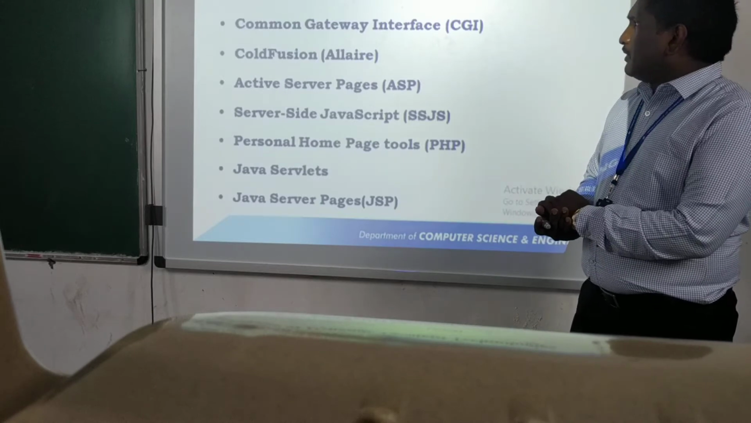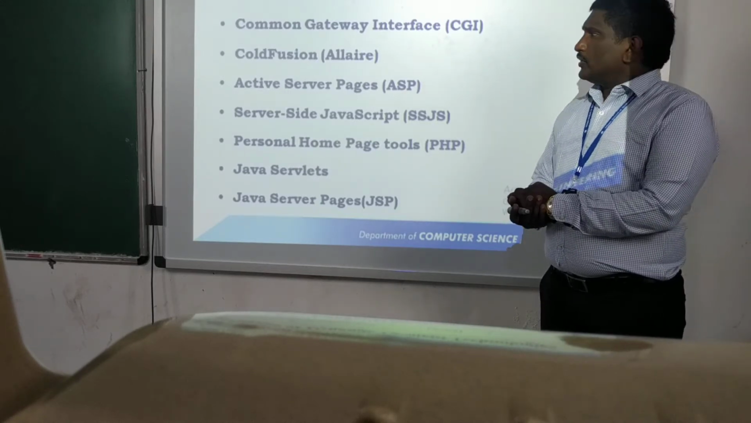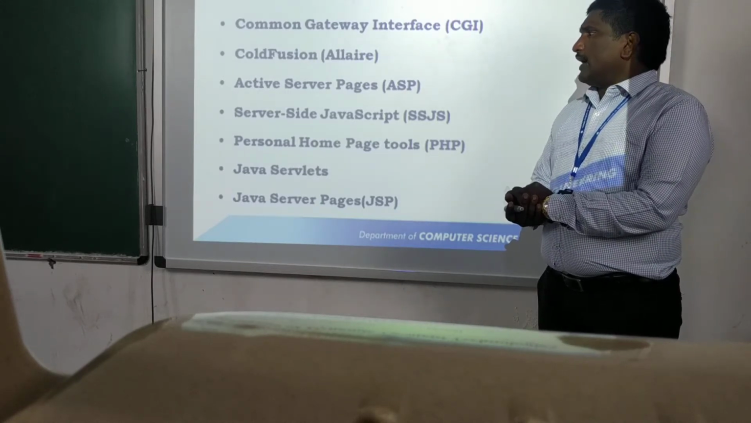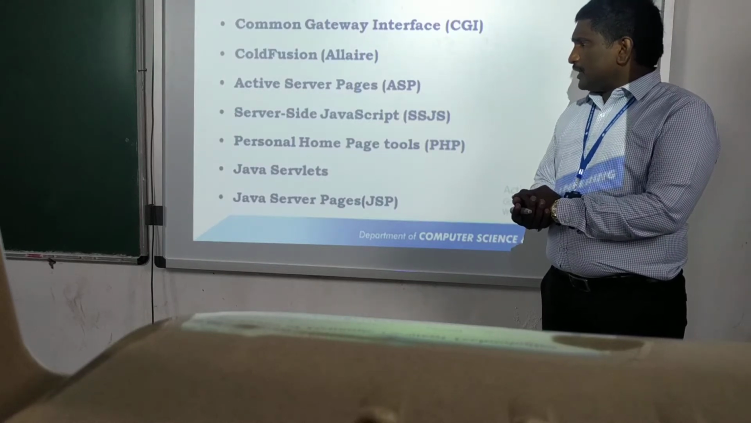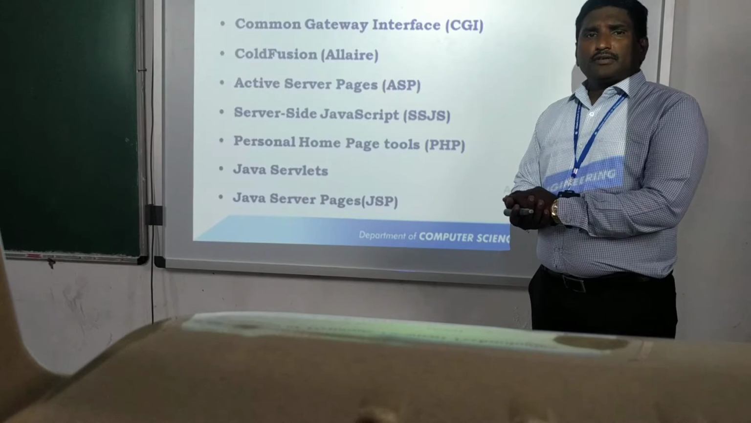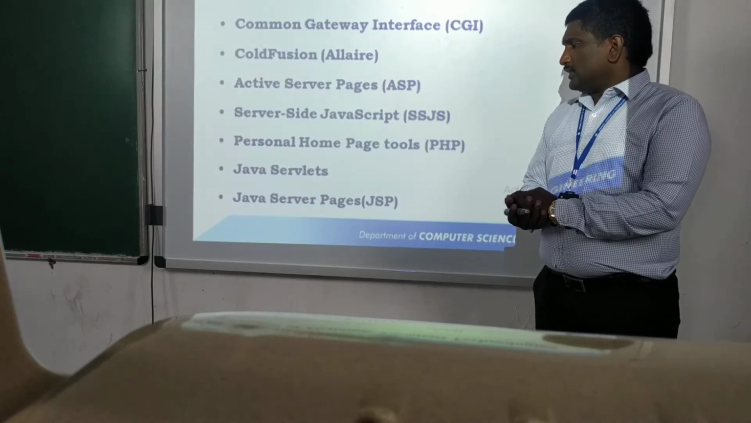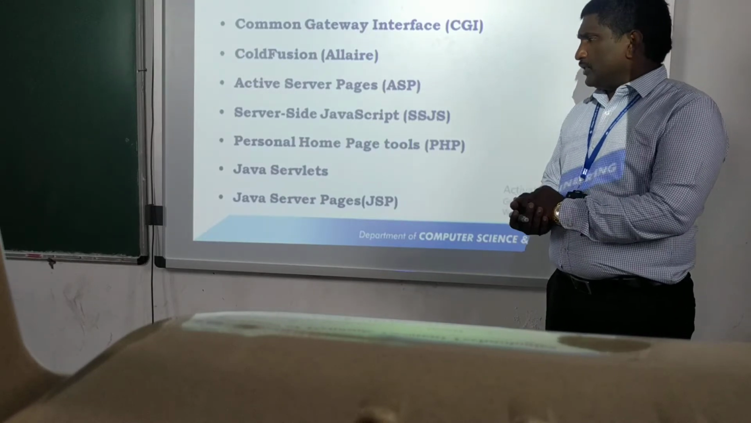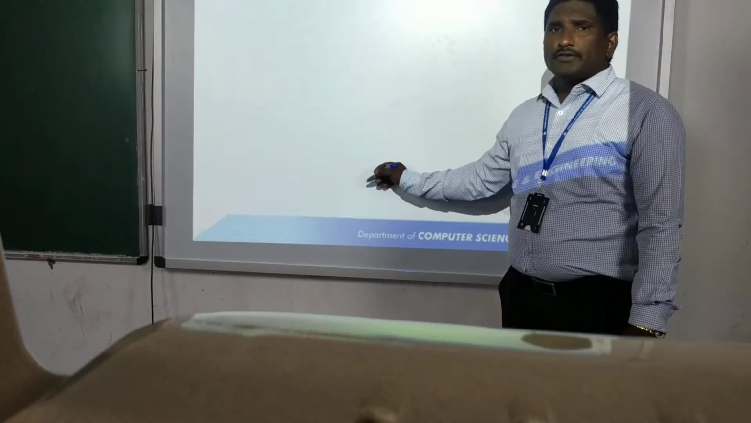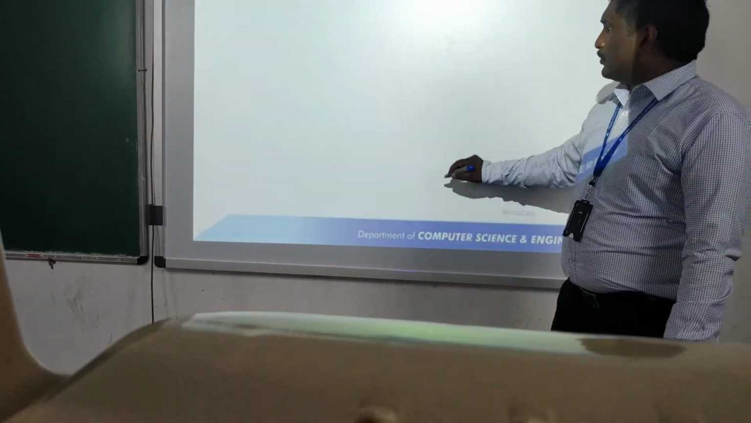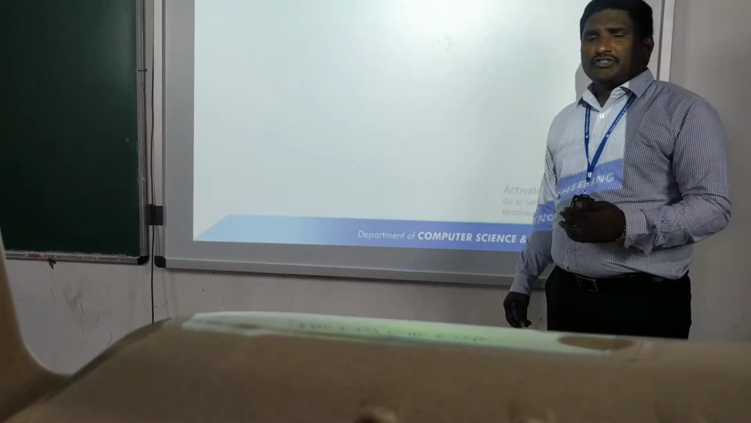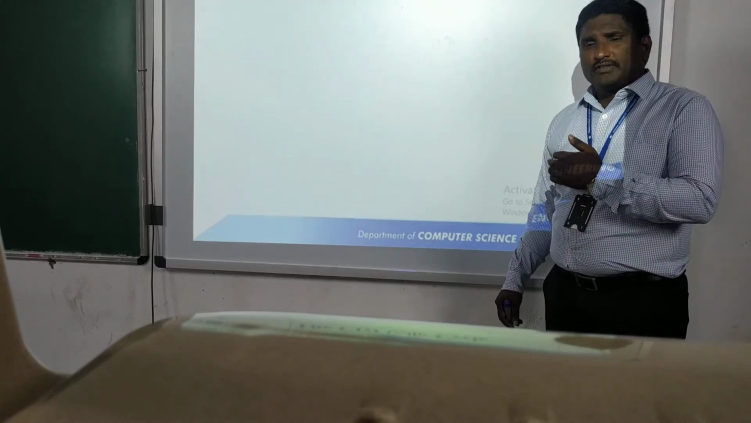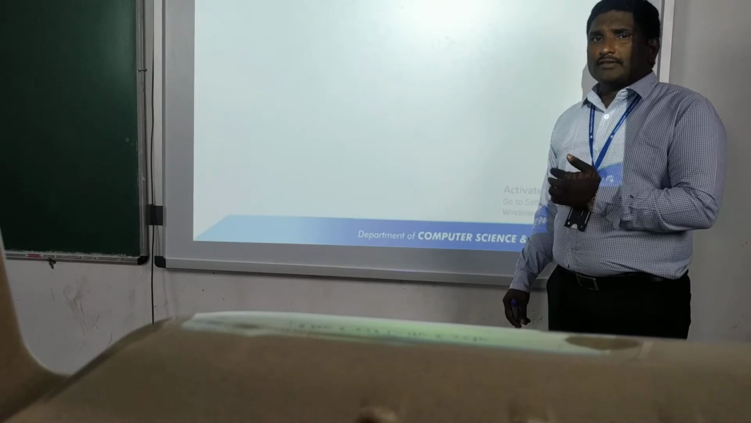Those are common gateway interface like CGI and ColdFusion, active server pages, server side JavaScript, PHP, Java servlet, and Java server pages, JSPs. Servlets and JSPs were introduced by Sun Microsystems. Next, CGI. I want to differentiate the difference between CGI technology and servlet technology.